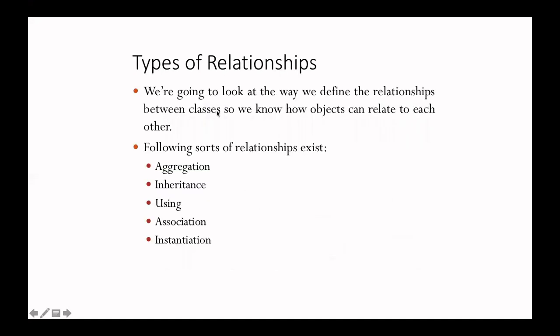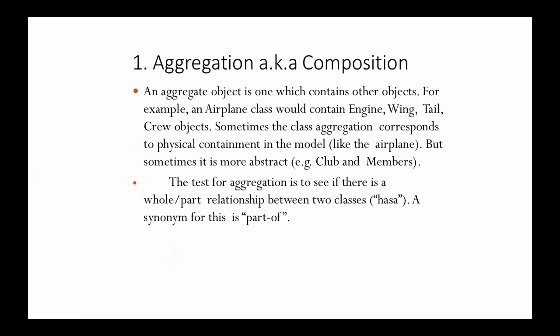Types of relationship. We are going to look at the way we define the relationship between classes, so we know how objects can relate to each other. The following sorts of relationship exist: aggregation, inheritance, using, association, and instantiations. Now moving to the aggregation.